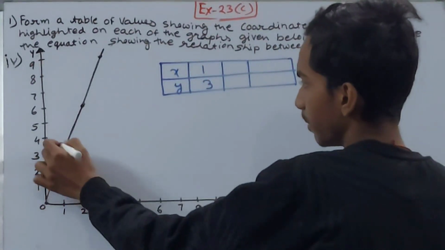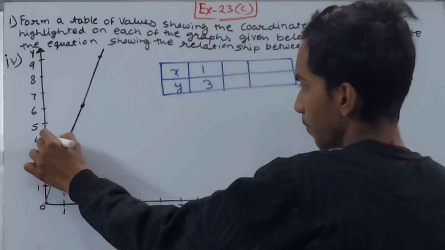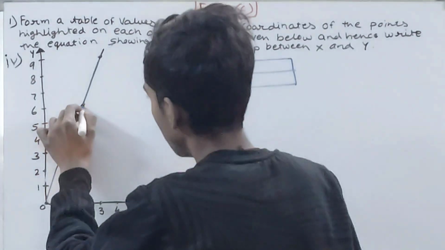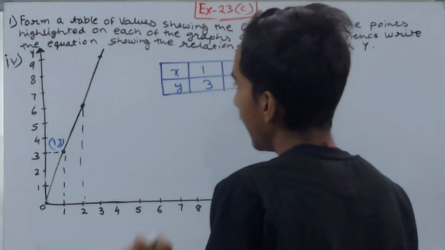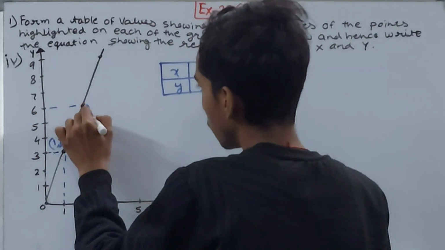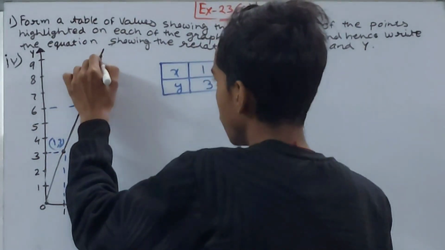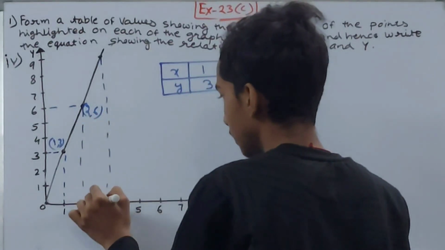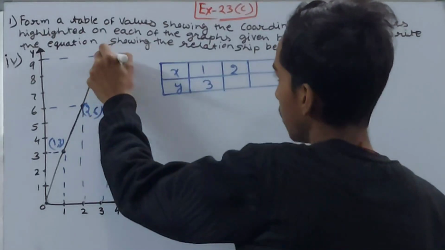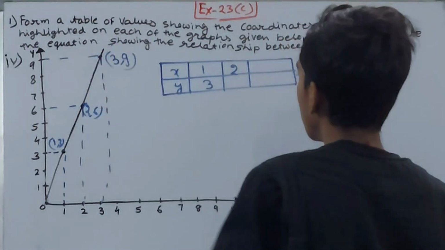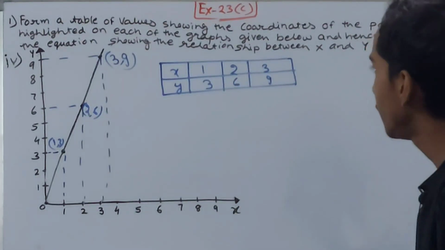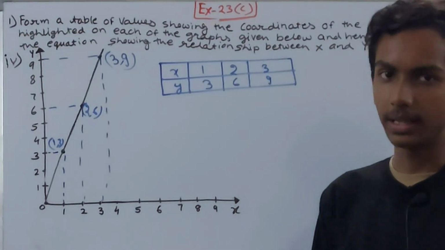I'll not waste my time. This is 1 comma 3, okay? Quickly, we know now how to do it, right? Now you can see x is 2, y is 6, right? So 2 comma 6. Then what is the value of x? 3. Then on the y-axis it is 9, so 3 comma 9. Yes or no? Yes. Similarly here, this is 2, this is 6, this is 3, this is 9. All the table we have made, I think it's very easy. You can also look at it, do it by yourself.